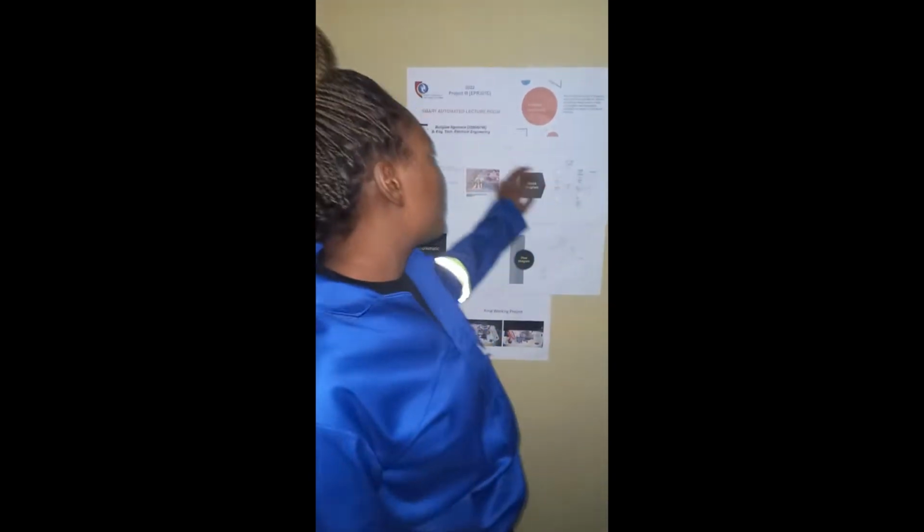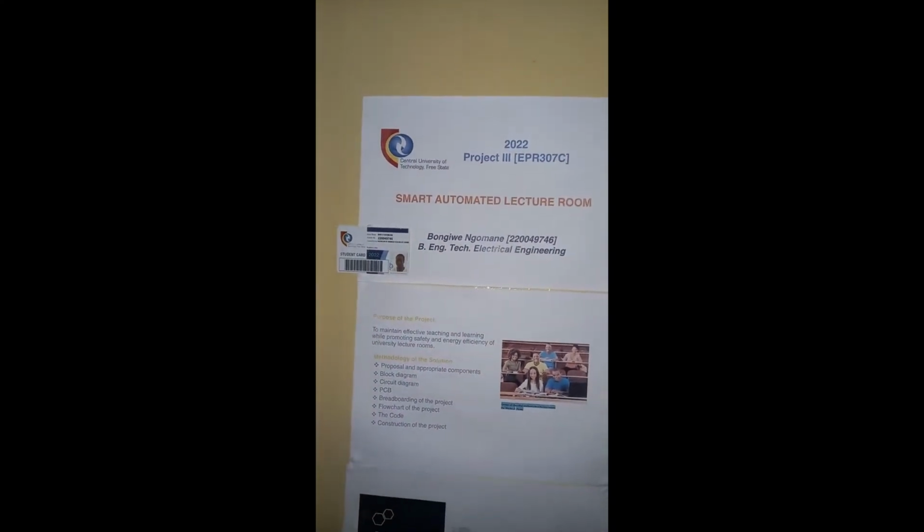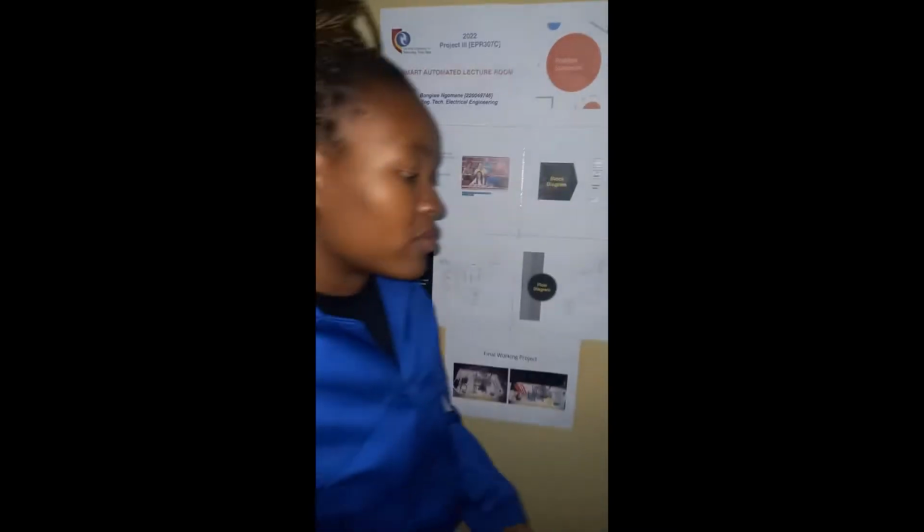And here is a poster for my project. Its name is the Smart Automated Lecture Room. The inspiration behind this project was the enormous problem that South Africa is facing, which is load shedding and other related problems such as student safety. And I had to come up with a way to tackle that problem.